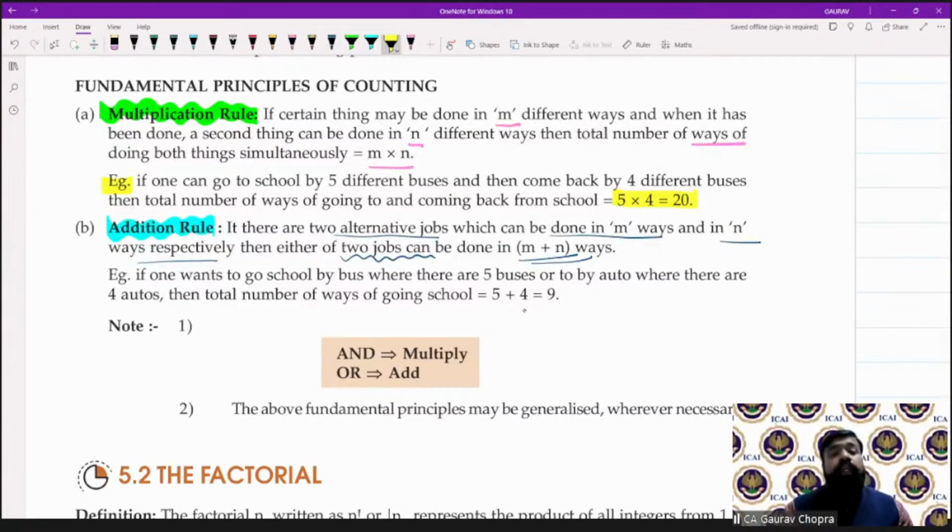For going to school, we have 5 buses, or we can even go by auto rickshaw. So there are 4 autos. So 5 buses and 4 autos are available, but we can opt for only one, either bus or auto. So when there is an option, we have to apply the addition rule. So 5 plus 4, there are a total of 9 ways of reaching school. So 9 ways are available to reach school.